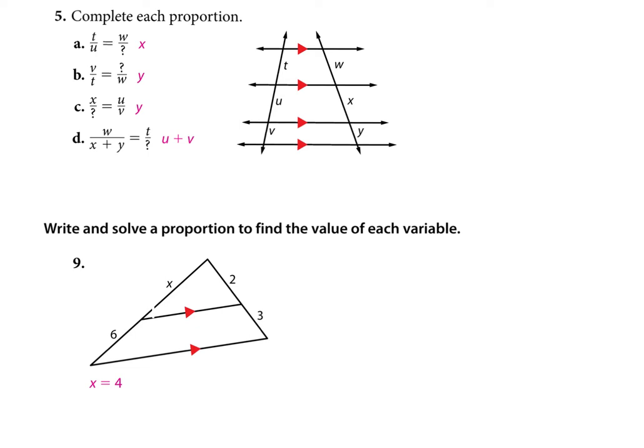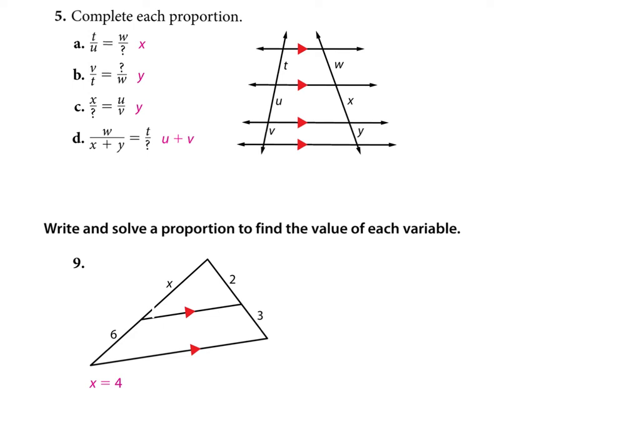So that if they have t over u, it would be w over x. So if they put t in the numerator, u in the denominator, w in the numerator would correspond to x in the denominator. For b, they have v over t, and then w in the denominator. So t was in the denominator, w in the denominator, v in the numerator means that y would be in the numerator.